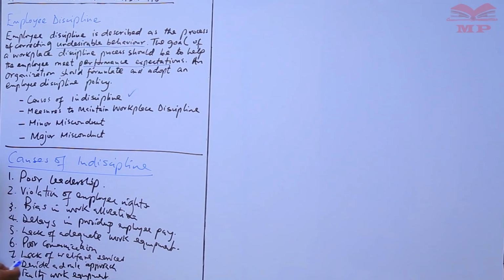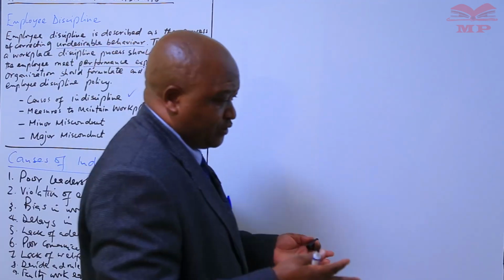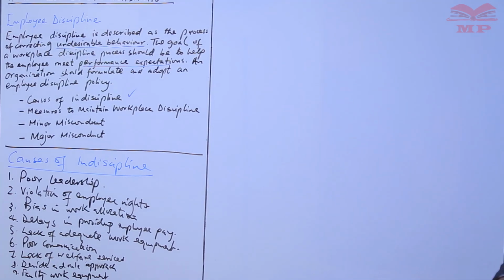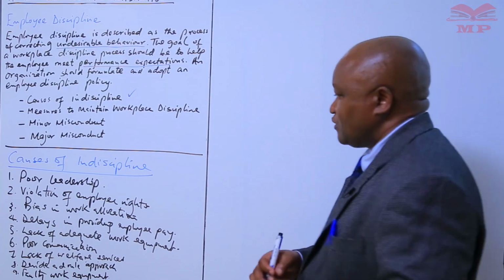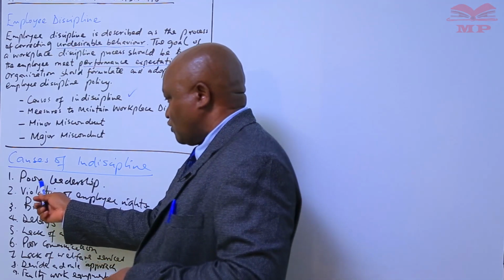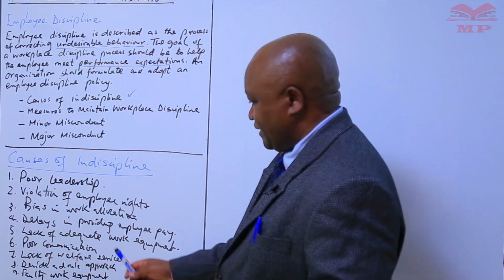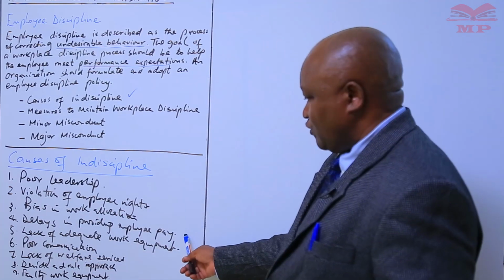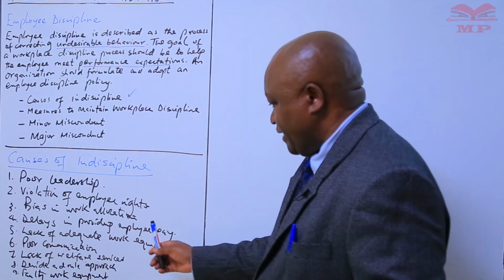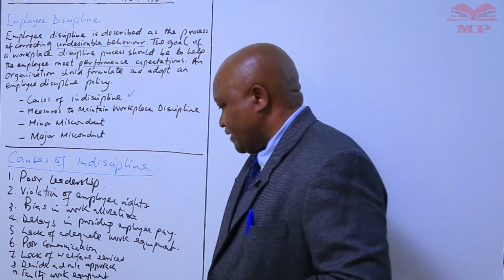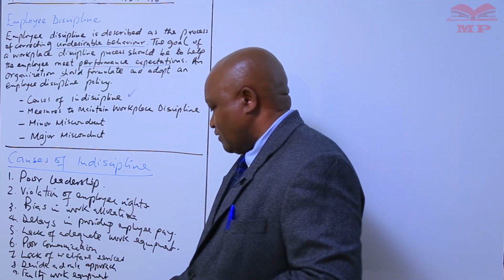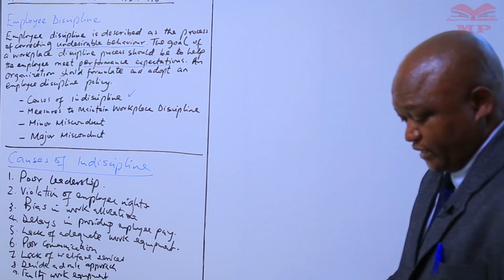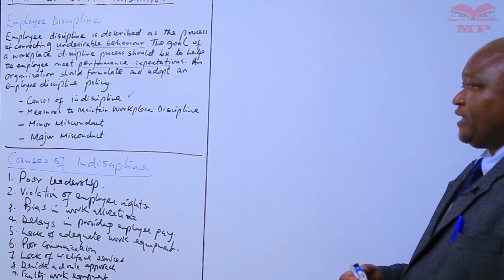Here, if the worker's equipment keeps on, for example, breaking down, that could also lead to issues of indiscipline. Now, that is as far as the causes of indiscipline are concerned. We have talked about poor leadership, violation of employee rights, bias in terms of work allocation, maybe favoritism, delays in providing employee pay, lack of adequate work equipment, poor communication, lack of welfare services, divide and rule approaches for workers, and faulty work equipment. These are some of the issues that may cause indiscipline in a work environment.